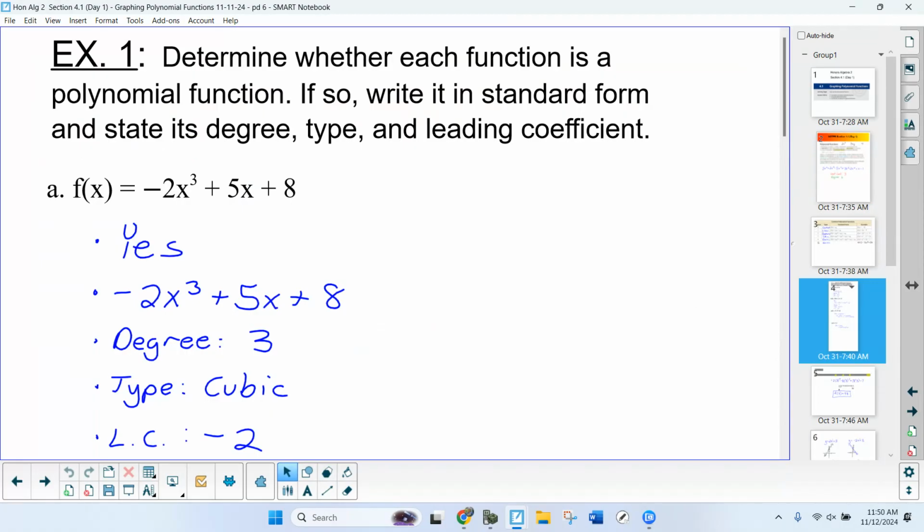Then we went to determine whether or not the function is a polynomial function. In order to be a polynomial function, it has to have real number coefficients. So just the coefficients have to be real numbers. They can't have i's. And you have to have whole number exponents. 1, 2, 3, 4, 5, so on. So yes, it's polynomial, write in standard form, give the degree, the type is cubic, and the leading coefficient.